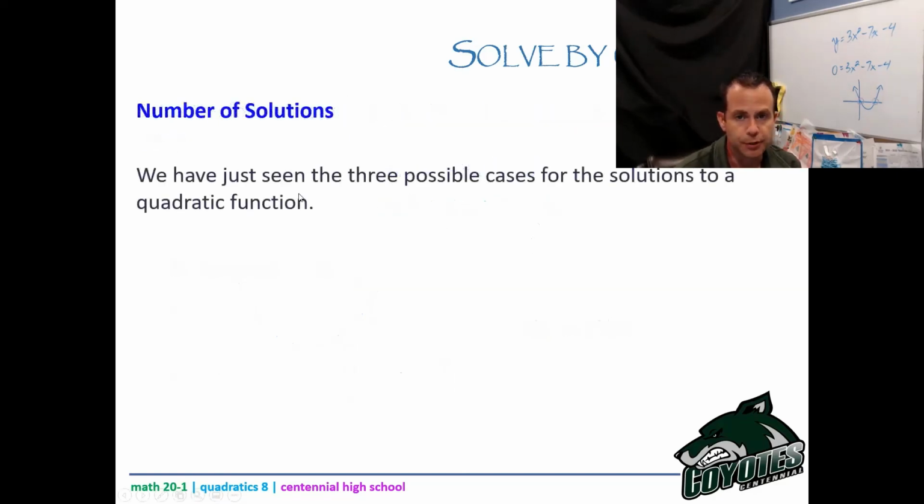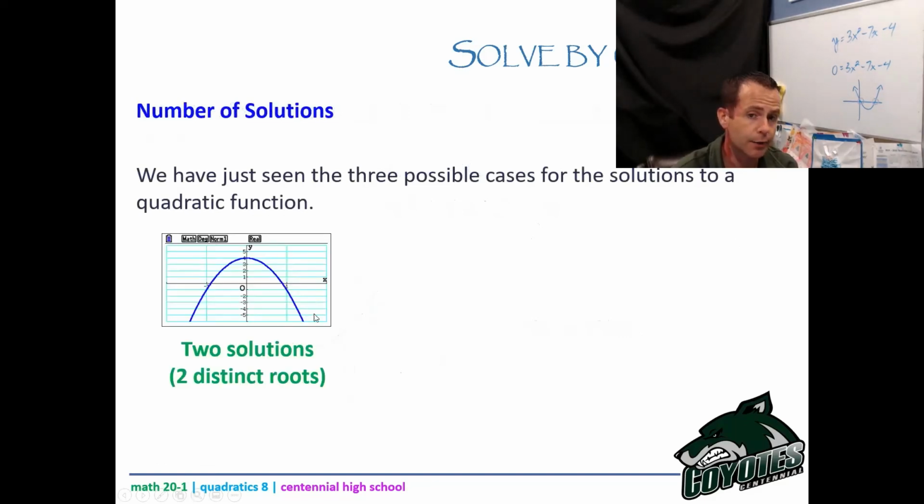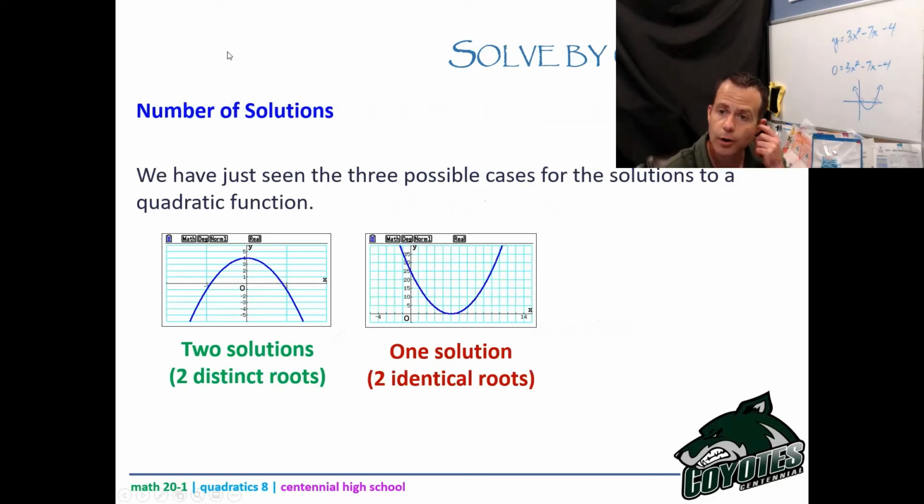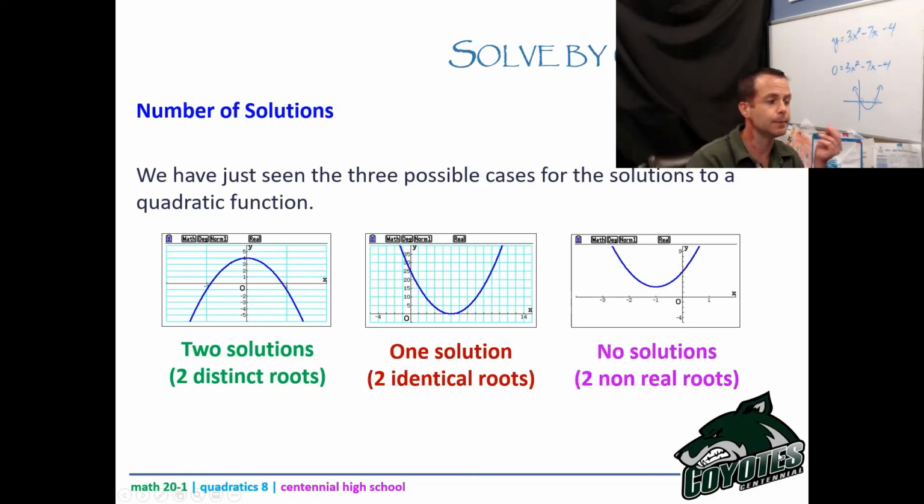Number of solutions. We have just seen the 3 possible cases for the solutions to a quadratic function, and here they are. Either I could have 2 solutions where I intersected the x-axis twice, I could have 1 solution, or I could have no solutions. Now, I said at the beginning of this lesson, there was a slight difference between a solution and a root. When we're talking about roots, there's always 2 roots to this. The difference is whether the roots are real or not real, and whether they are on top of each other or not on top of each other.